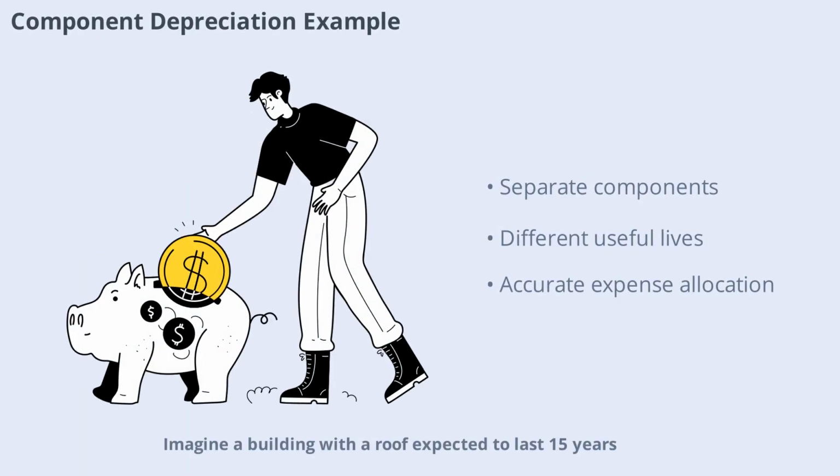Imagine a building with a roof expected to last 15 years and the rest of the building expected to last 40 years. Under component depreciation, the cost of the roof and the building are separated, and each is depreciated over its own useful life. This approach ensures that when the roof is replaced, only its carrying amount is derecognized, not the entire building. This method provides more accurate expense allocation and better reflects the asset's consumption.